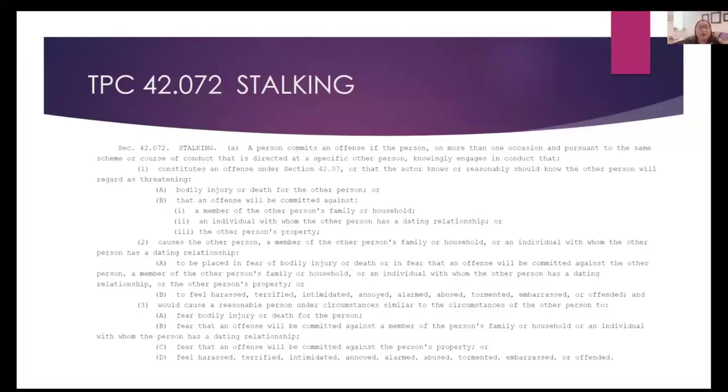And so two things to note about the stalking statute: it has to be on more than one occasion, right? So family violence is that one incident. With stalking, it has to be more than one occasion and pursuant to a scheme or course. And the other thing I want to highlight is the other person's property. From my experience practicing before the 280th, she's knowledgeable and, I guess, concerned about destruction of property of the other person.